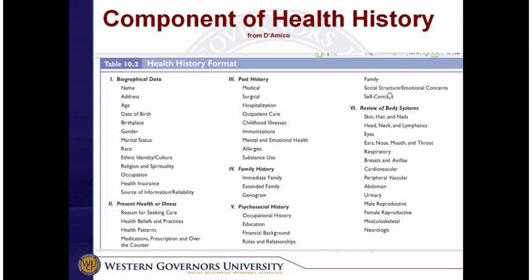This is taken right from your D'Amico book. This shows the table that talks about the health history and the format of the health history. It shows you the different types of information which fall into those categories, and things that are really pertinent.